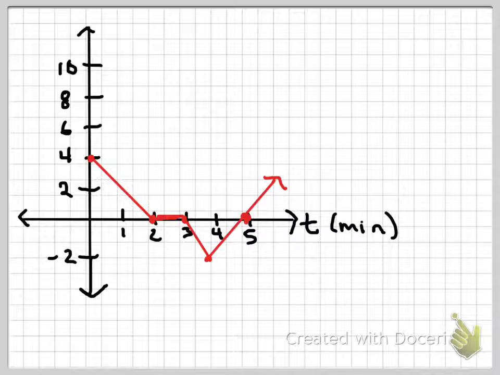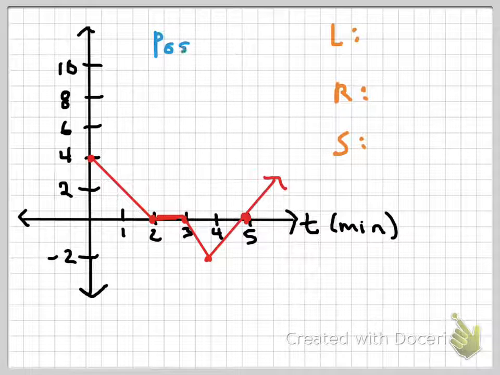Here's a graph, and I'm going to ask you about when is this object moving to the left, when is it moving to the right, and when is it stationary. So I'm going to have 3 questions for you here, left, right, and stationary. But you're not going to be able to answer this question until you know what kind of graph this is. Are we looking at the position of the object or the velocity of the object? So let's say, for this sake, we're looking at a position graph.